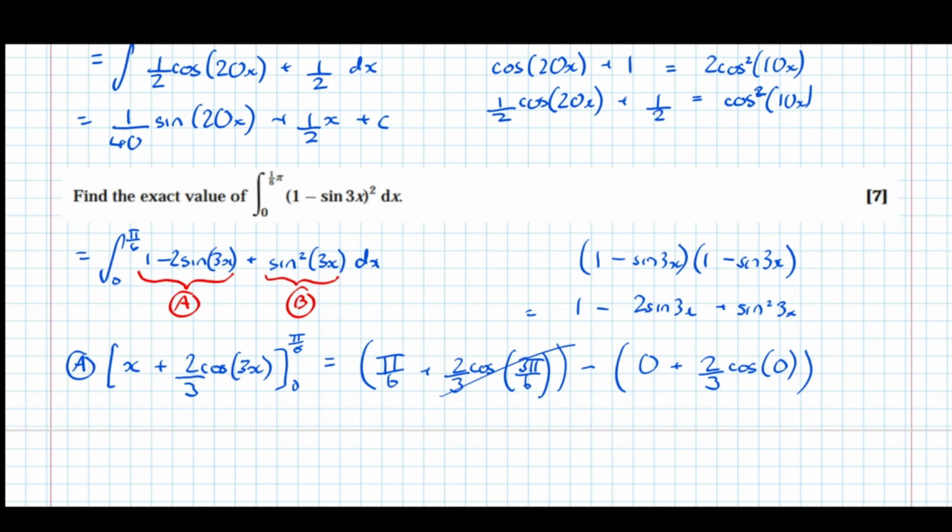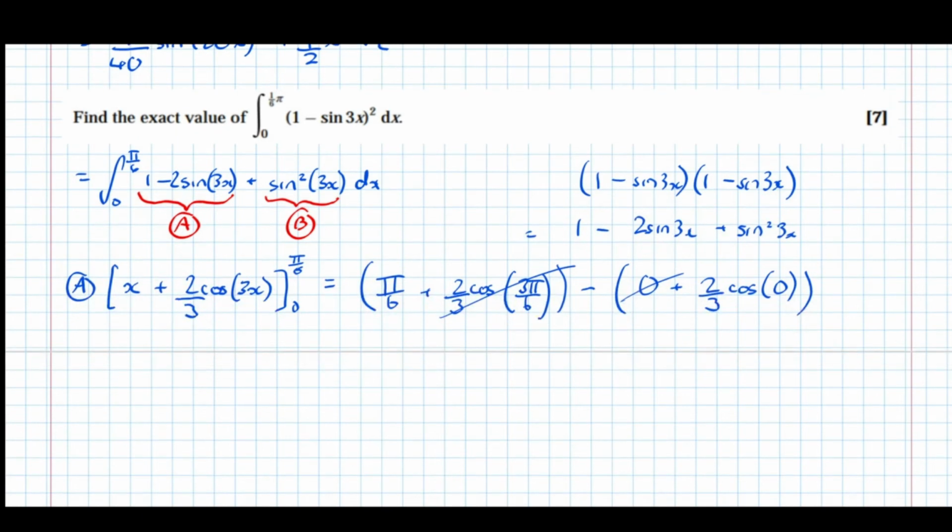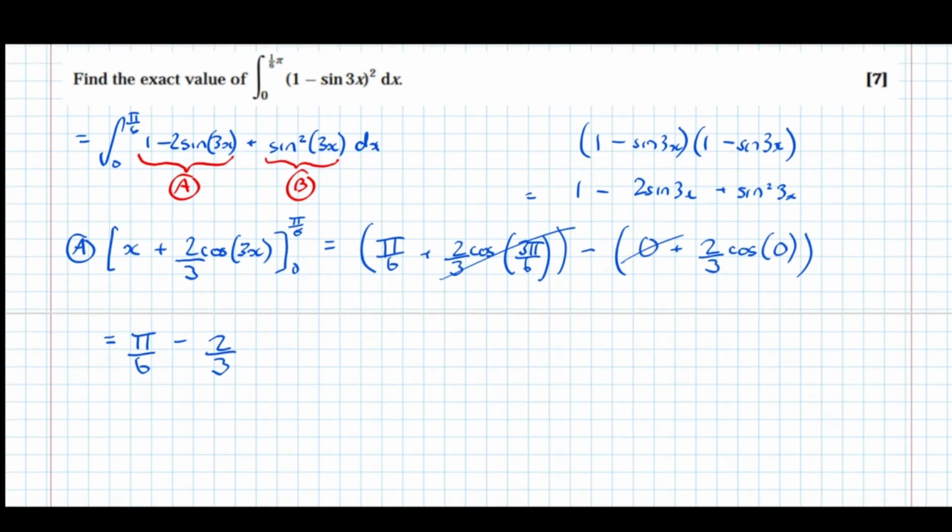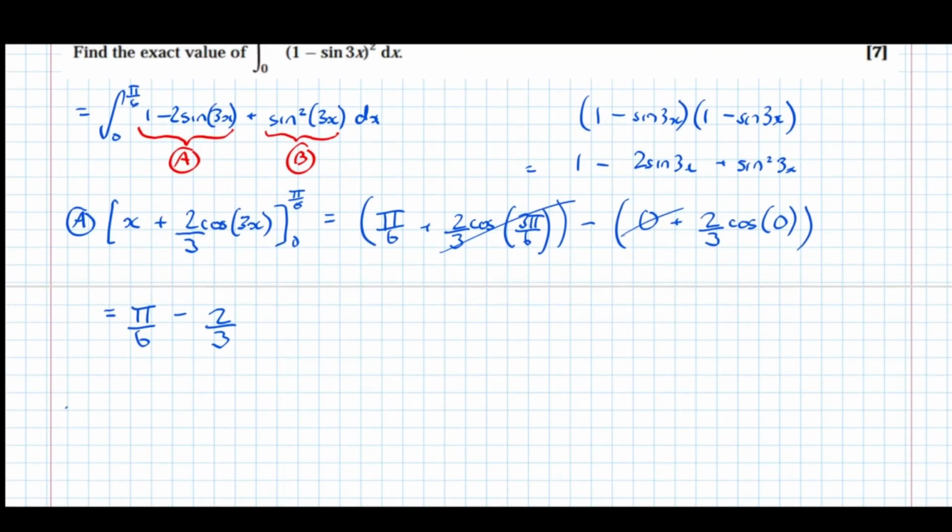So cos of pi over 2, 3 pi over 6 is pi over 2. Cos of pi over 2 is 0, obviously. And that becomes, cos of 0 is 1. So that will become pi over 6 minus 2/3. So that's part A done. So now remembering how we did part B earlier.